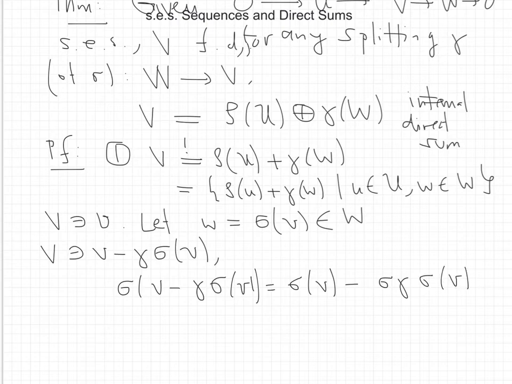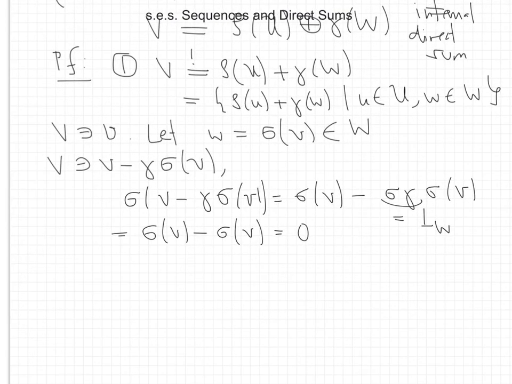Well, these are all compositions in the end. So remember, first gamma and then sigma is the identity on the vector space W. So this becomes just sigma of v minus sigma of v, which is the 0 vector. But now we're in good shape. Now we know we found a vector which is in the kernel. So v minus gamma sigma of v is a vector in the kernel of sigma.